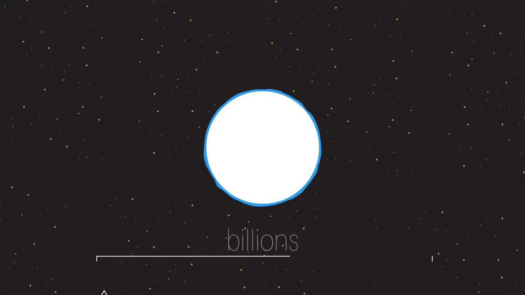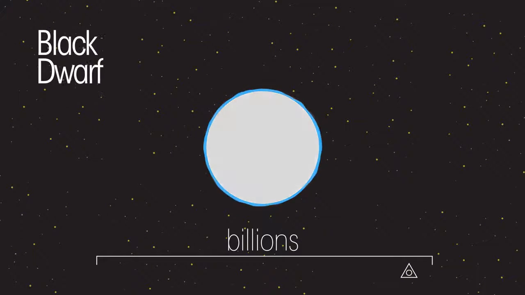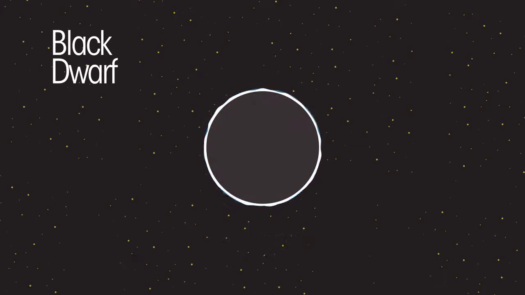Eventually, after many billions of years of cooling, it stops releasing heat, and it becomes a black dwarf, as cold as the empty space that surrounds it.